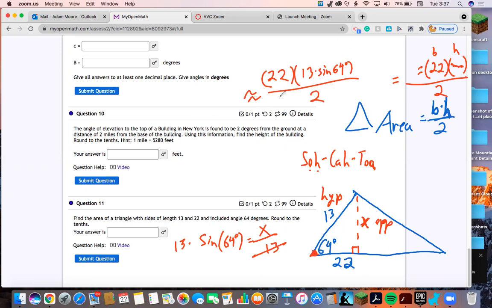Here, I guess since I got you guys, I'll go ahead and figure that out real quick. Let's see, dear calculator. Sine ratio. No, we don't need it. Well, let's do 22 times 13 times the sine of 64 degrees. And then we'll divide all of that by 2. And I'm getting about 128 here.